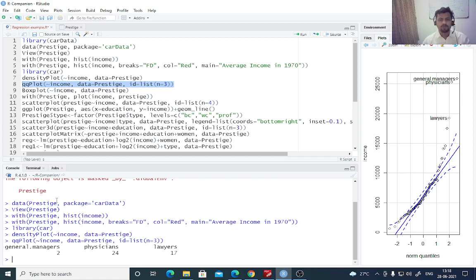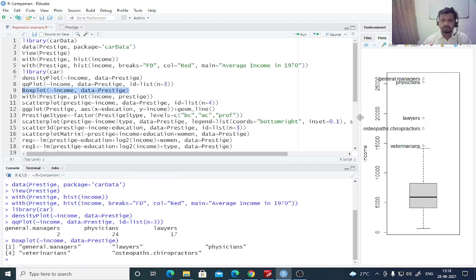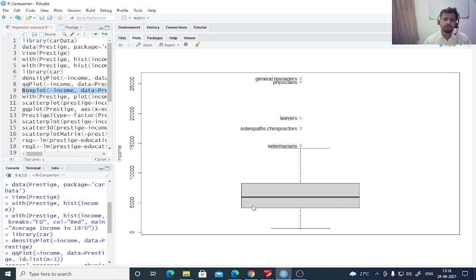One last univariate graph that we'll do is the box plot. The box plot is simply called by the function boxplot on income, and the data is Prestige. So you can see this is the box plot that we get. Technically a box plot gives you a representation of 50% of the observations. In this rectangular box, the first line is your first quartile, the last line is your third quartile, and in between this thick line is your median. So basically this rectangular box is your interquartile range.